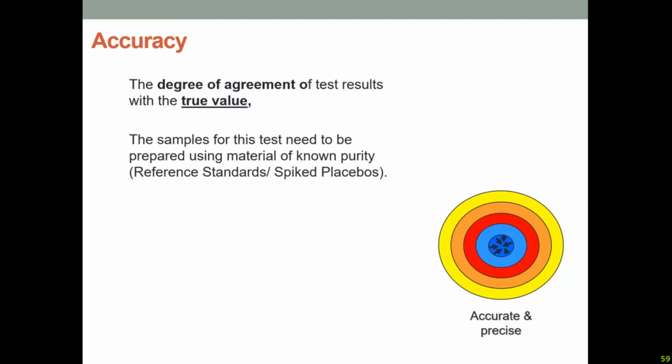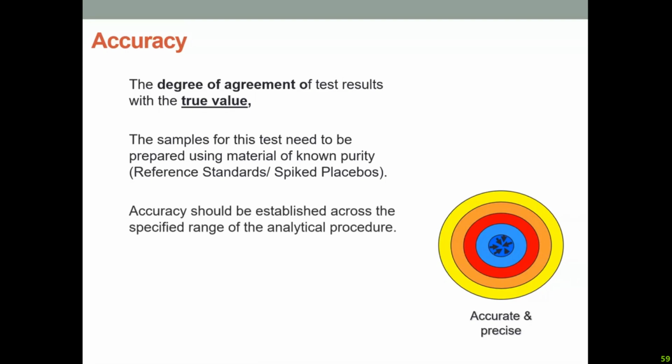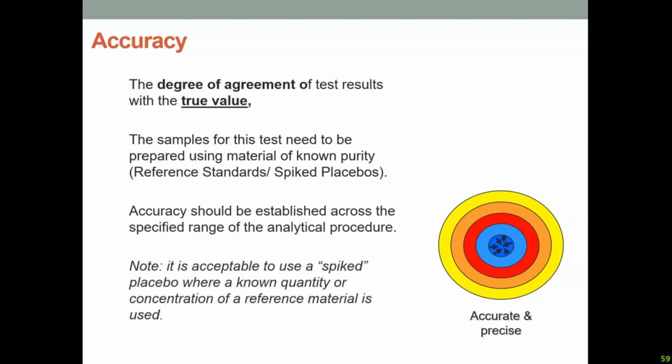The samples for this test need to be prepared using materials of known purity, so we'd be looking to use reference standards that are certified, or spiked placebos. The accuracy should be established across the specified range of the analytical procedure. Note it's acceptable to use a spiked placebo, where a known quantity or concentration of a reference material is used.